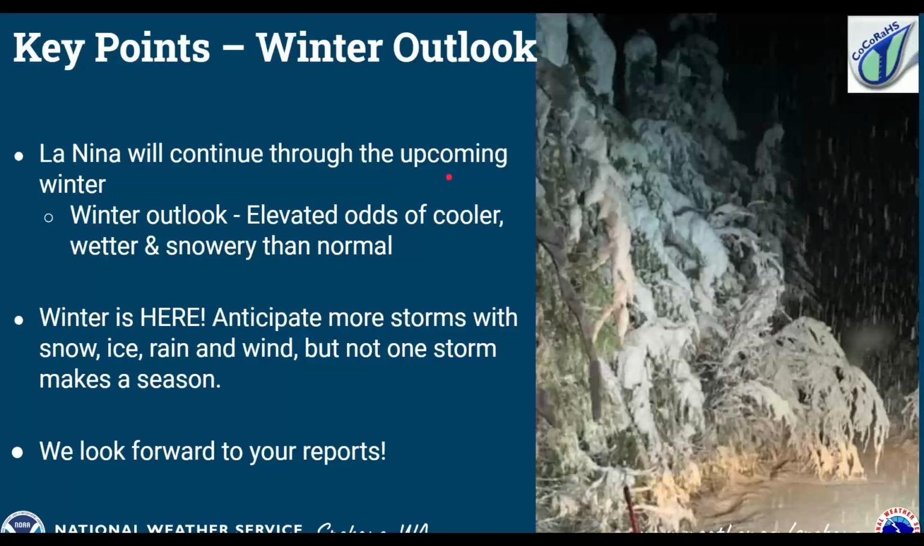So, key points for our winter outlook. La Nina is still here and will continue through the winter. The outlook favors elevated odds of cooler and wetter and snowier than normal across the region. Another thing, winter arrived early. We've been cold, we had our snow, and anticipate more of these to happen. More snow, ice, rain, wind.